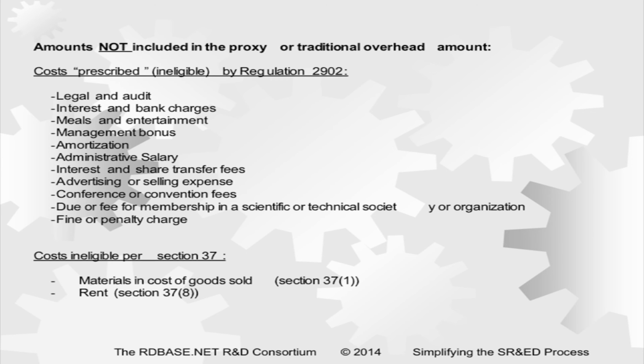Okay. The other things are, obviously if you sold the materials, they weren't consumed in R&D, so that's got to come out. And rent for a building. Okay? So any kind of building you don't want to claim.